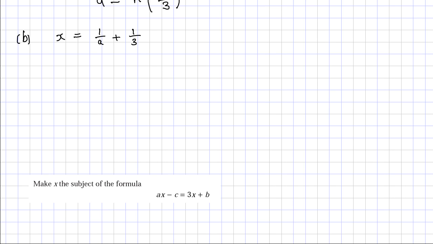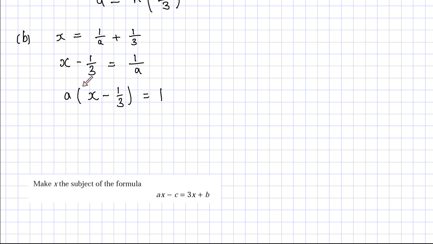The first thing I'm going to do is take away the third from this side and just leave 1 over A on this side. So let's do that first. So I'm going to have x minus a third is equal to 1 over A. Now I'm going to multiply both sides by A. And then I'm going to be left with just 1 here, and on the other side, I'm going to have A times all of that. So A times x minus a third is equal to 1.